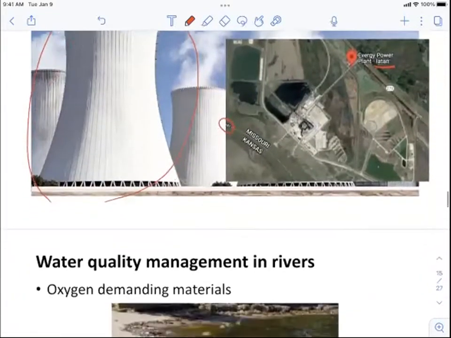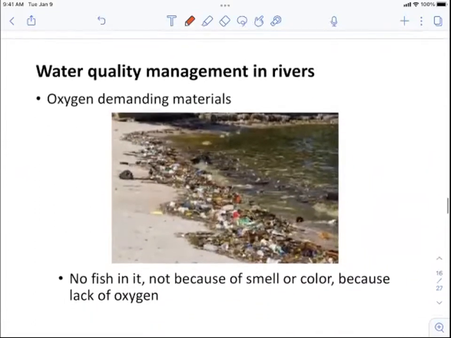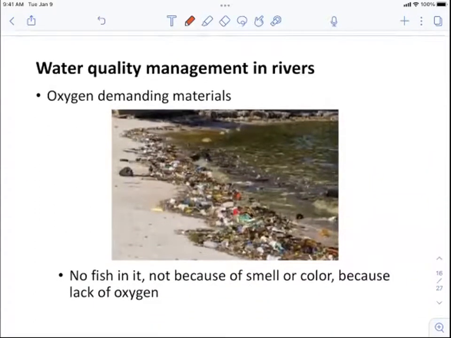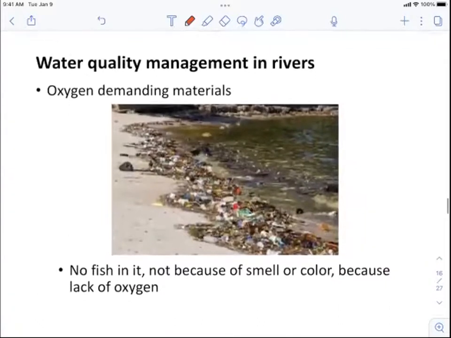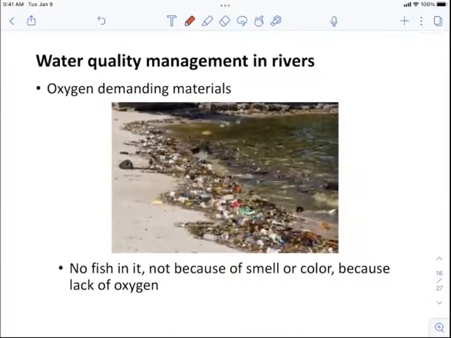So these are all the common types of pollutants that people have to deal with in terms of water quality. As we said, the oxygen demanding material is a pretty important type of pollutant. In this class, we're mainly going to deal with the oxygen demanding materials. For polluted water, there's no fish in it, not because of other chemicals, just because these oxygen demanding materials are reducing the dissolved oxygen down to zero, right? That's going to wipe out all the living species in the water.